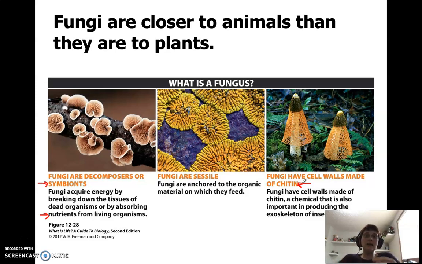Remember, plants have their cell walls made out of cellulose. So two different chemicals that they're using to make these cell walls. So if you've ever eaten a raw mushroom, this is why they're kind of crunchy, but not the same kind of crunchy as a raw vegetable. Okay.